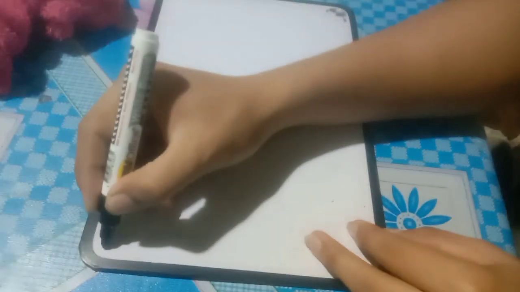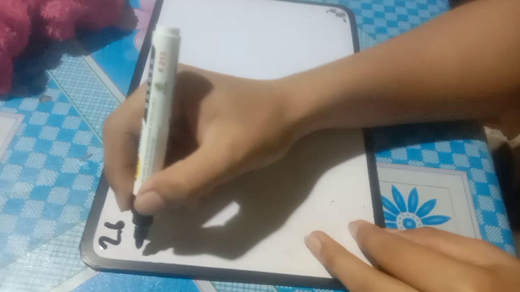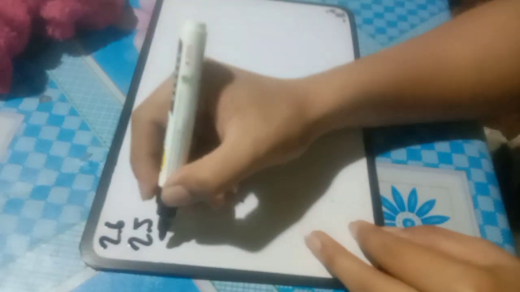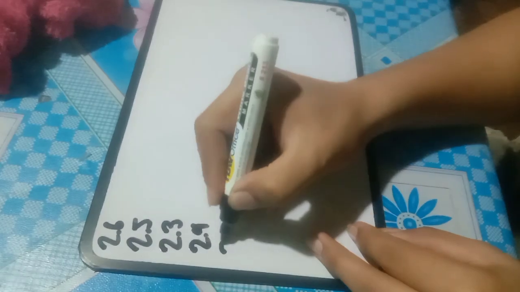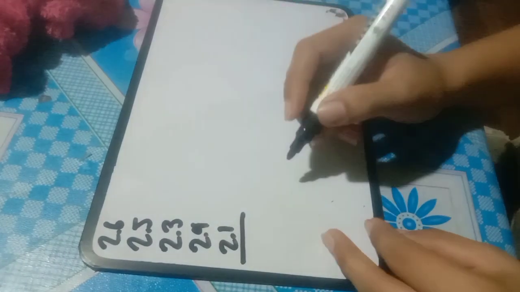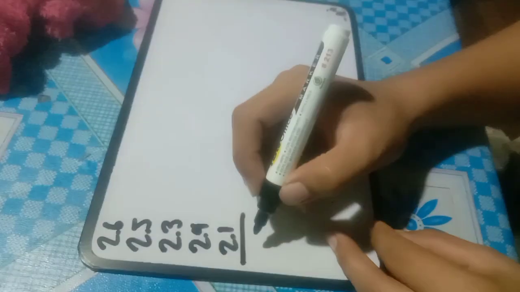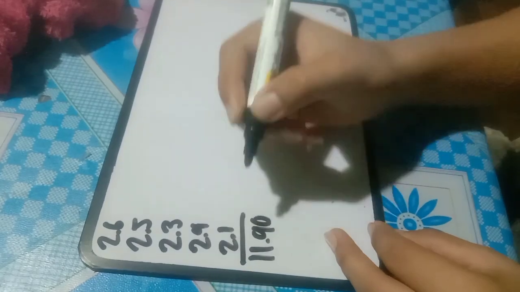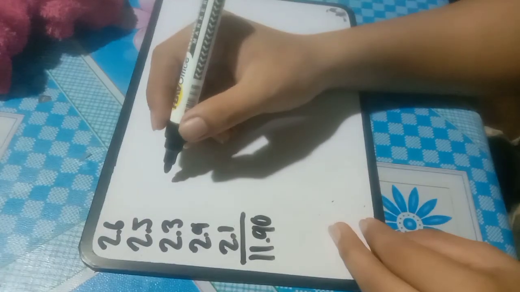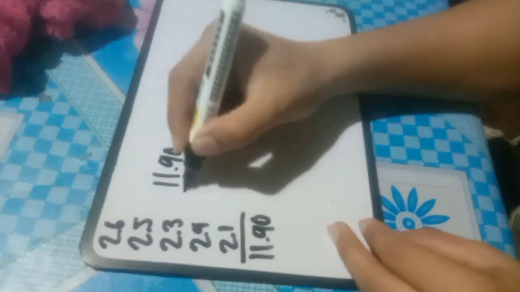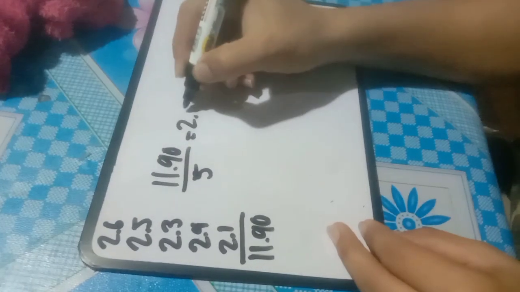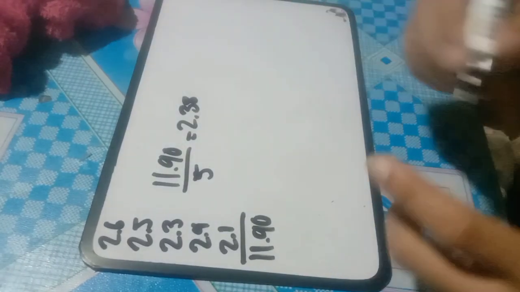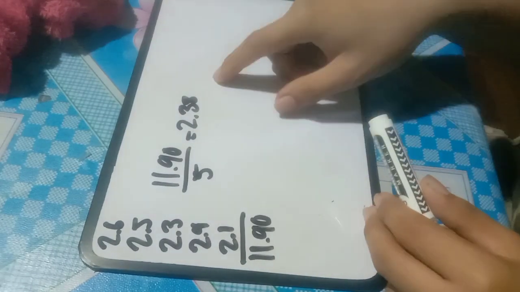And the last example, the given are 2.6, 2.5, 2.3, 2.4, and 2.1. We're gonna add all this up again, which is equal to 11.90. And we're gonna divide 11.90 into 5, which is equal to 2.38. And now we got our mean.